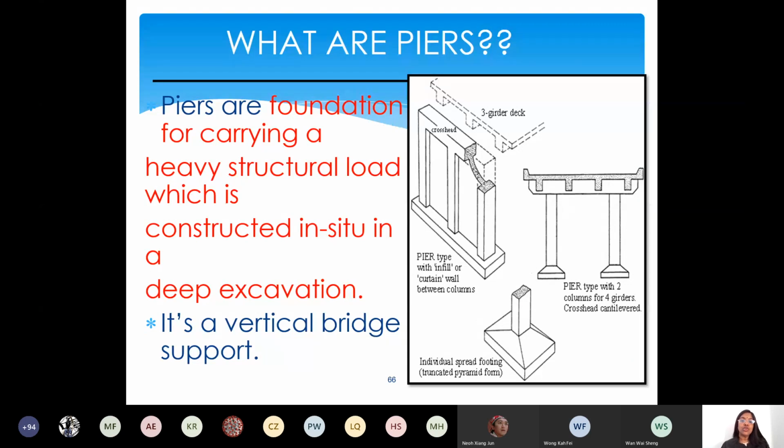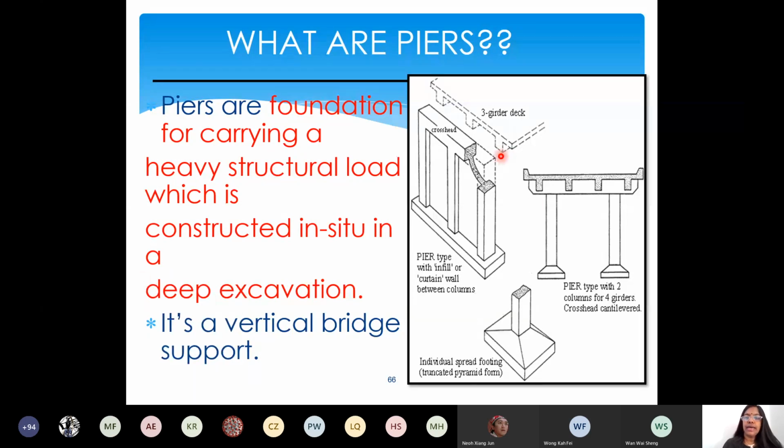What are piers? Piers are foundations for carrying a heavy structural load, constructed in situ in a deep excavation. It is a vertical bridge support. Piers are just pillars. There is a difference between piers and pillars, but for your understanding, it looks like a pillar. You see here the arrangement. A 3 girder deck. This is a slab, and these are the beams. Slab, beam. These are the beams. We'll take the laser pointer.